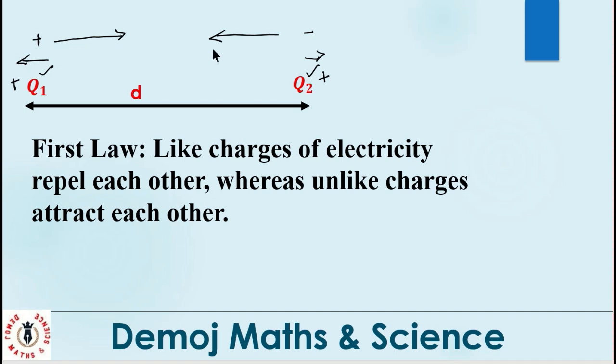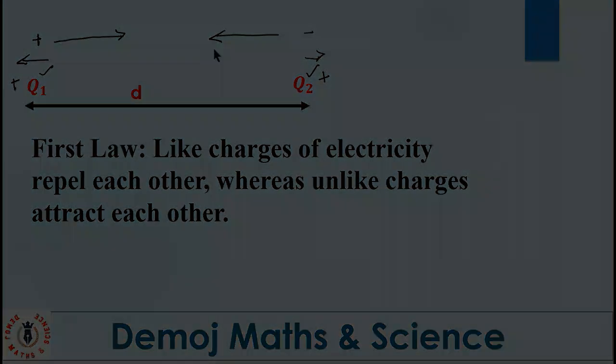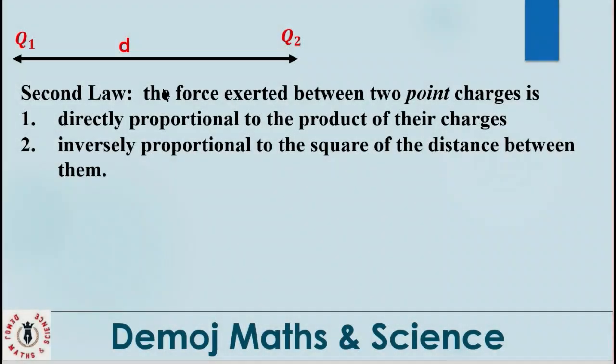The second law now tells us about the strength of the force of either attraction or repulsion that exists between these two charges. Let's see it. Coulomb's second law tells us that this force, whether it is attraction or repulsion, is directly proportional to the product of their charges. That is, the force F between these two charges will be directly proportional to the product of their charges, Q1 times Q2.